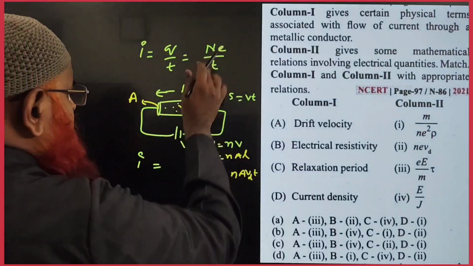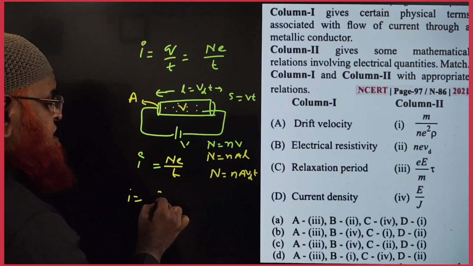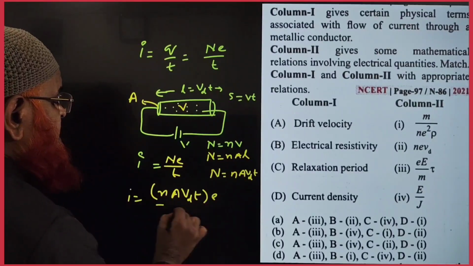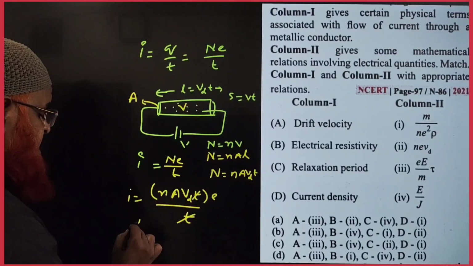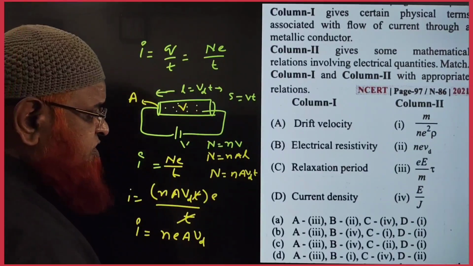So according to our formula, you should know that I is N E by T. In the place of N, you have to write N A Vd into T, into E divided by T. So T gets cancelled. I is nothing but N E A Vd. This is the formula for current here.